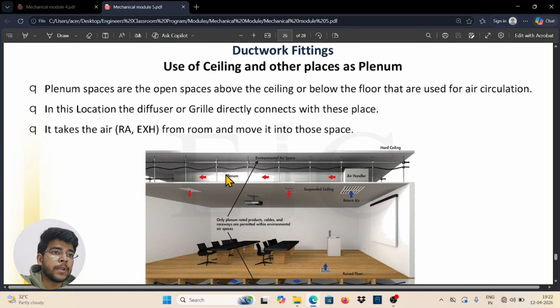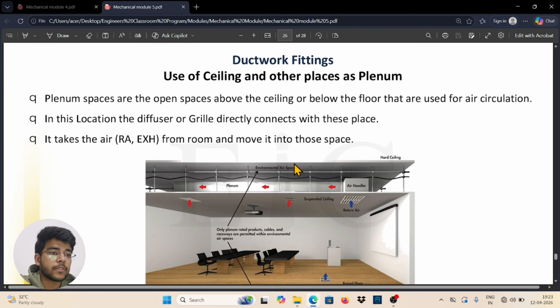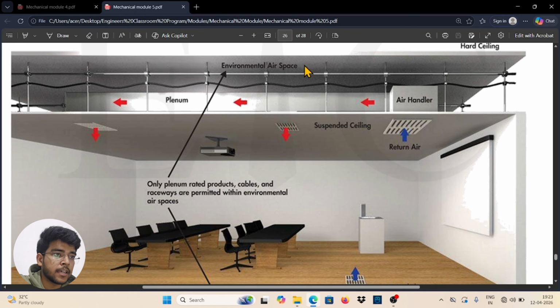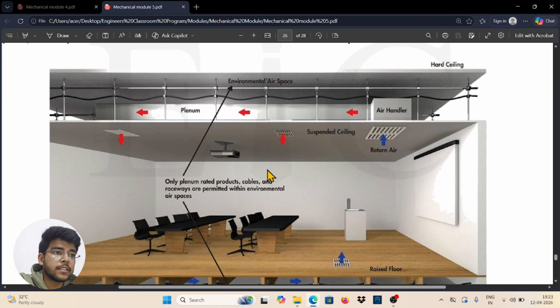It is the open space above the ceiling or below the floor that is used for air circulation. It is the plenum space. In the location of the diffuser or grill directly connected with these places, it takes the air from the room and moves it into those spaces. You can see here the design of this room. This space where the air is moving is called plenum space, where you can see the air handler, ceiling suspended diffusers, return diffuser and supply diffuser. So it is called plenum space.